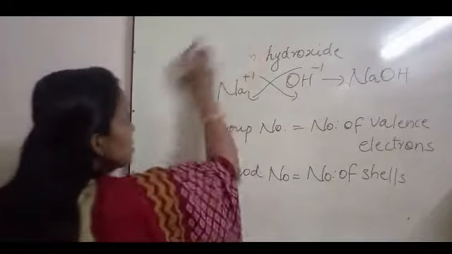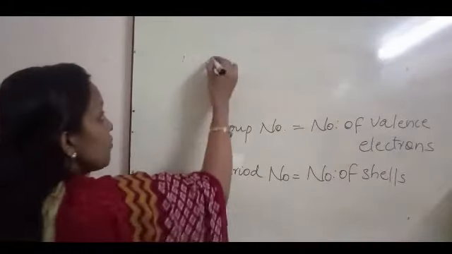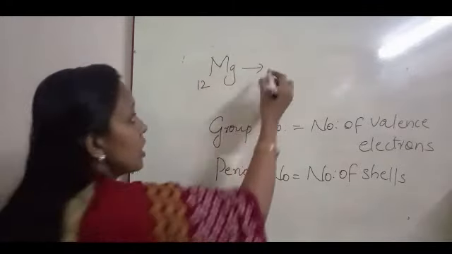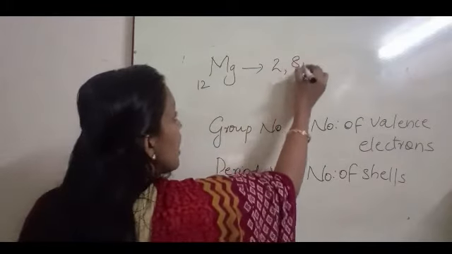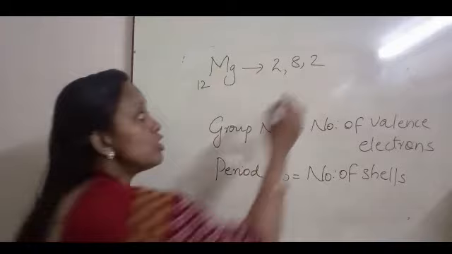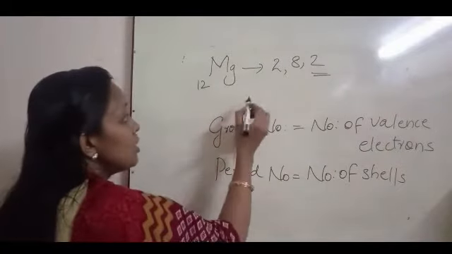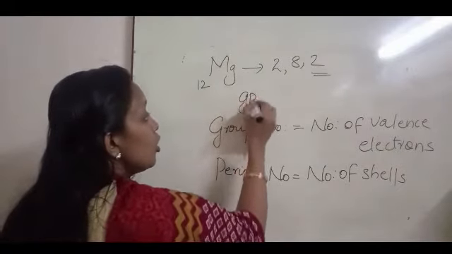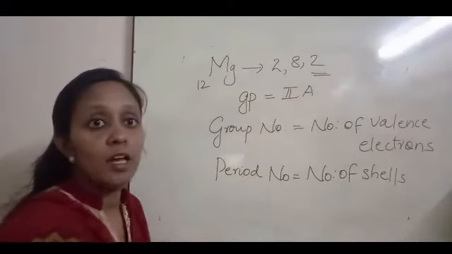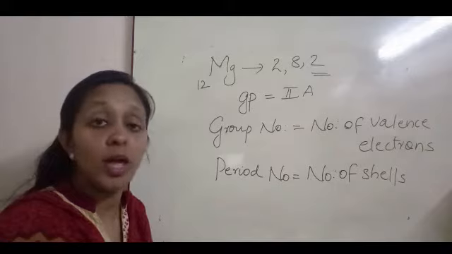If you are given such a question, what will you do? You have to write the atomic number of magnesium, and that is 12. Write its electronic configuration. Its electronic configuration is 2, 8, 2. How many electrons are there in the valence shell? 2. So magnesium belongs to which group? It belongs to group number 2A.